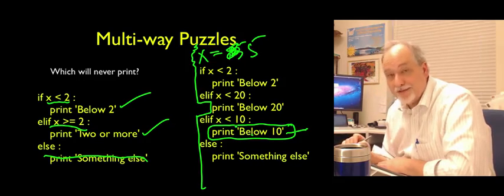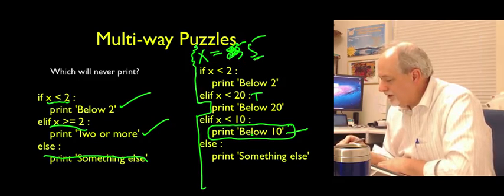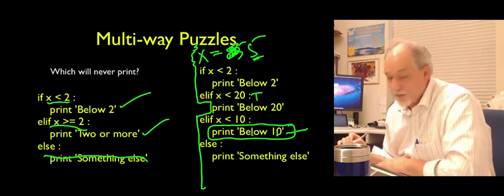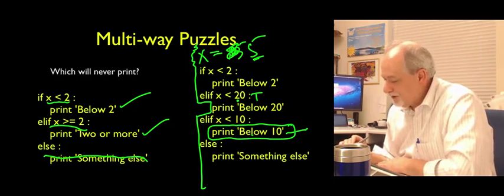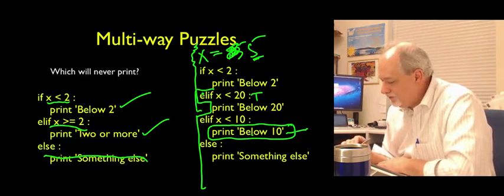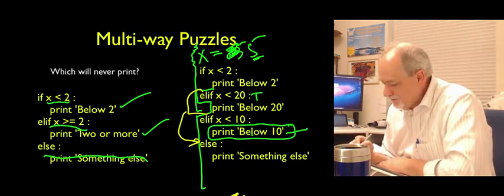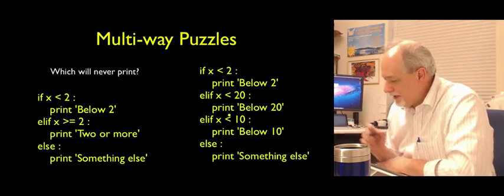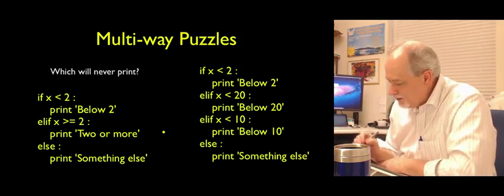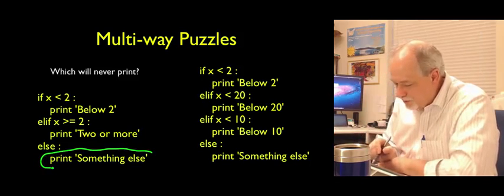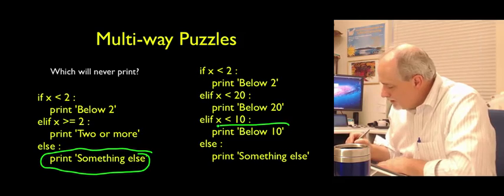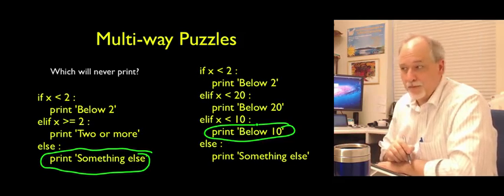Because if a value is less than 10, it's also less than 20. So this will be true. So for a value like 5, which happens to be less than 10, which you would think would cause that line to execute, it does not. This one executes because it's checked first. Now if we took this code and moved it down here, then it would make more sense. But basically the answer to these is, this one won't execute, and this one will never execute for any value. So there's the answer.